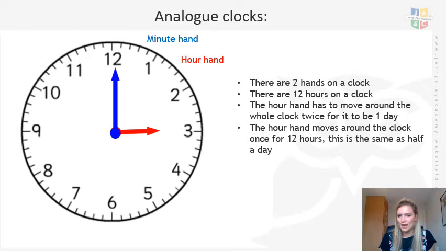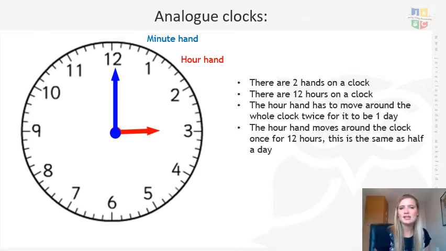Now we have two hands on a clock. There is a minute hand and there is an hour hand. Now I'd like you to have a think about, what does a minute hand represent and what does an hour hand represent? I want you to pause the video now and I want you to think about, what do you think a minute is and what do you think an hour is?